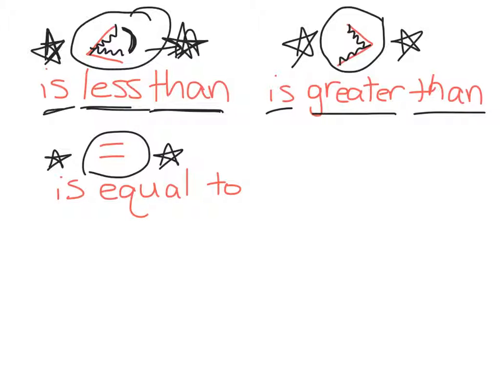Okay, so we're going to be using those three symbols to compare some numbers, and the first one I want you to write down in your math notebook is 39 and 81. Okay? And I want you to think, how can I compare these two numbers to figure out which one is bigger and which one is smaller? So think to yourself, how could you figure out which one is bigger and which one is smaller?